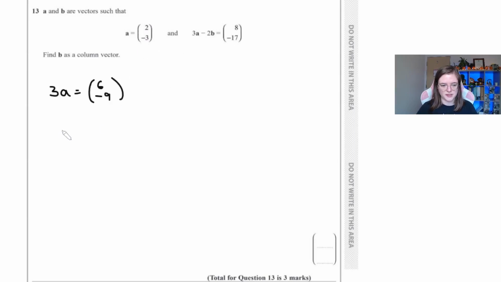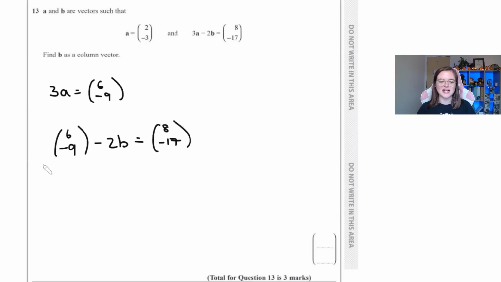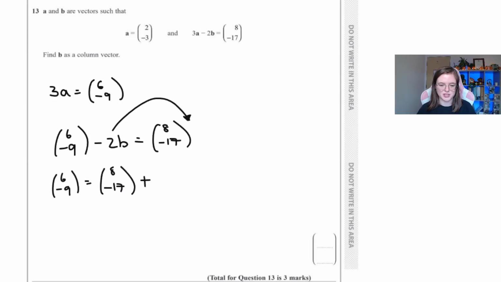So that's 3A. So now I know that (6, -9) take away 2B is this guy over here, (8, -17). Then what we can do is rearrange this to get 2B on its own. It looks awkward, but you can treat pretty much anything in maths like algebra. So I'm going to rearrange it just like this was x and this is y. I'm going to add 2B over here for now, because it's minus, which is annoying. So (6, -9) is equal to (8, -17) plus 2B.